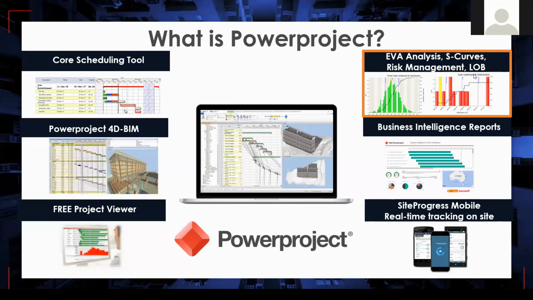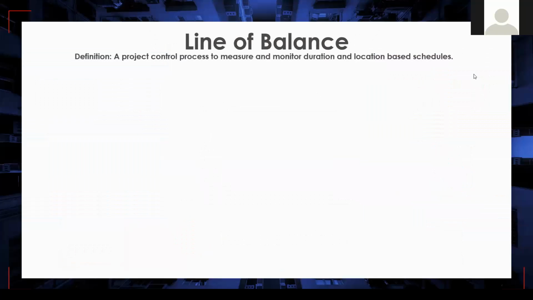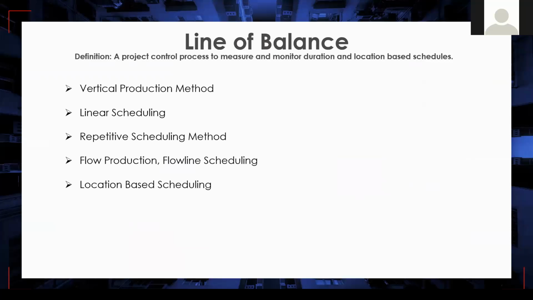So let's talk about line of balance. By definition, it is a project control process to measure and monitor duration and location-based schedules. In the literature, there are many definitions of line of balance, which are the vertical production method, linear scheduling, repetitive scheduling method, flow production, flow line scheduling, or location-based scheduling.